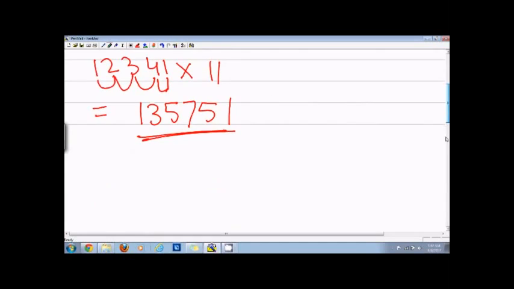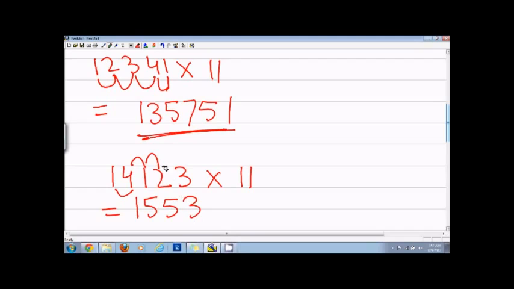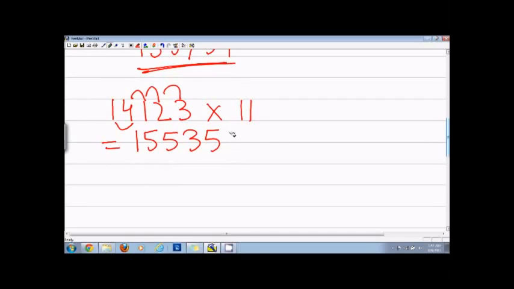So this is the answer I had before. In this way we can skip all this writing and go with the problem in a quick way. Another example will be 14123. If you multiply it by 11, the answer will be 1, then 4 and 1 is 5, 1 and 2 is 3, 2 and 3 is 5, and then we have 3 in the end. So the answer is 155353.